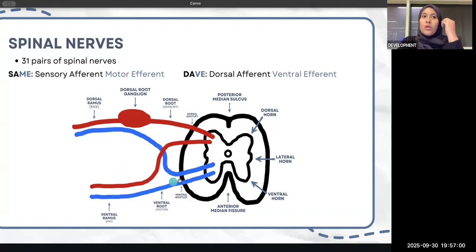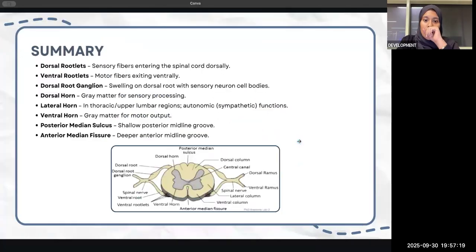Now, how do I know which one is which? Which one is dorsal? Which one is ventral? Since they're practically the same, it depends on the dorsal root ganglion. Guys, when you see the root ganglion, you know you're on the posterior side. You know this is dorsal. This is the dorsal ramus, or depending on the posterior median sulcus. This is a summary of everything I just said right now. Everything I just said is right over here.